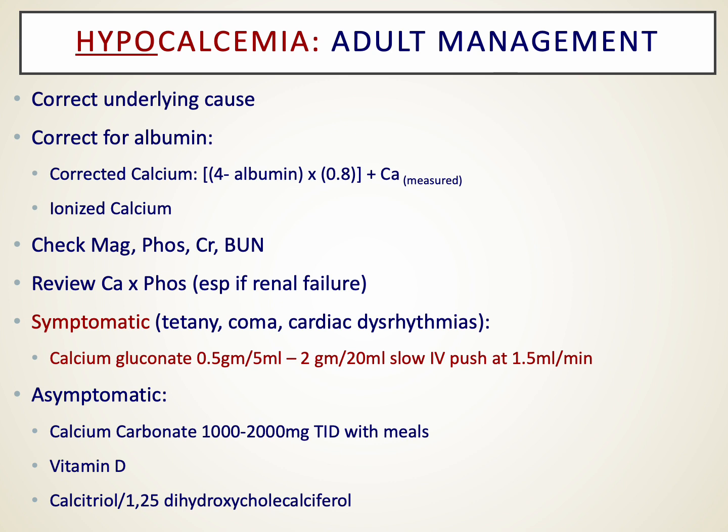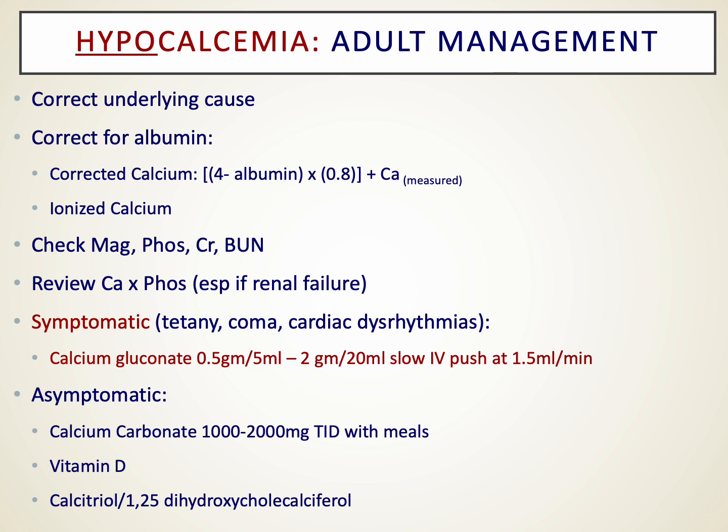You also want to check other electrolytes, including mag, phos. You want to look at their renal function, their creatinine and BUN. You also want to look at their calcium phos product, particularly if they're in renal failure. So if calcium times phos is greater than 55, they're at risk for precipitation of calcium phos crystals. So you want to keep an eye out for that.